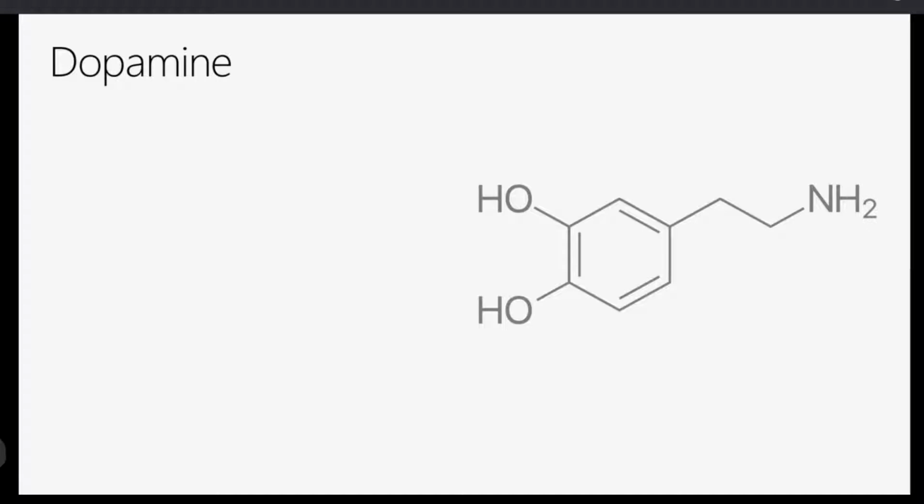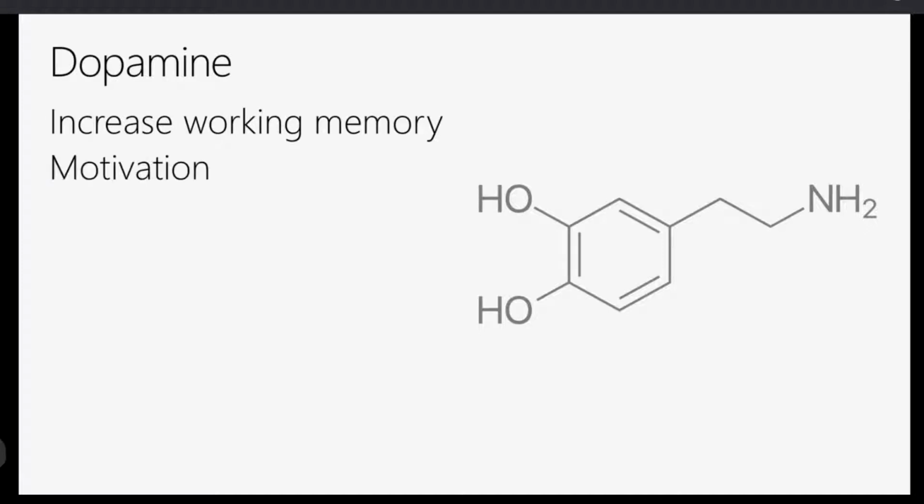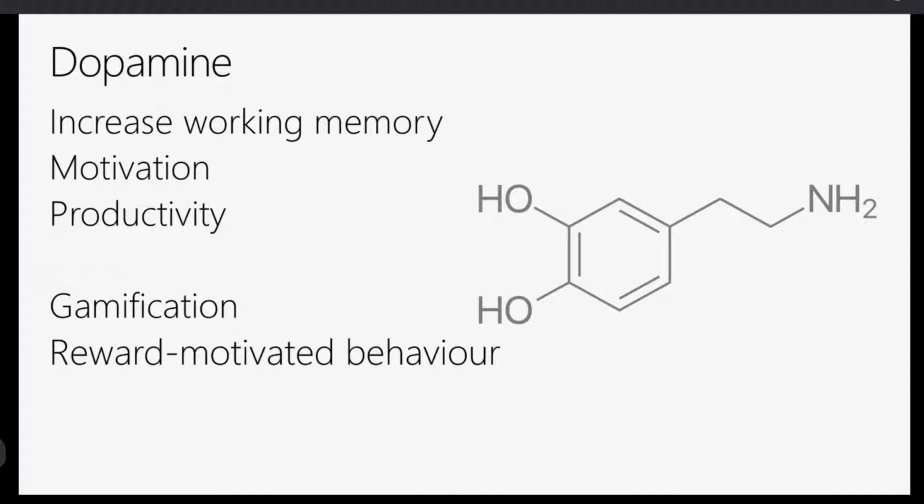So what can we do? Dopamine actually increases the working memory. It will make our users more motivated and more productive. To me, this sounds like awesome things to have in a user. So what can we do? We can add gamification. And I realize that might not be the best solution for every application, but I will show you a couple of ways that you can add dopamine or gamification in your business app as well. And we can add reward motivated behavior.